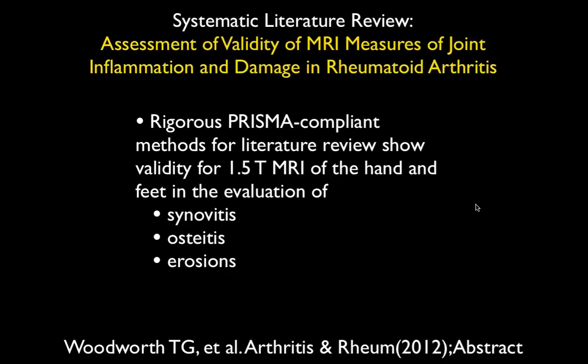This is a study that's in the process right now. That's being done at UCLA. And they used a much more rigorous approach to evaluating the literature. And what they found, it's been put in an abstract, and I think will be submitted in a couple of months to Arthritis and Rheumatism, is that 1.5 Tesla MRI was well validated in the evaluation of synovitis, osteitis, and erosions in the hands and feet of patients with rheumatoid arthritis. So I think this is the newer data that will be published soon.